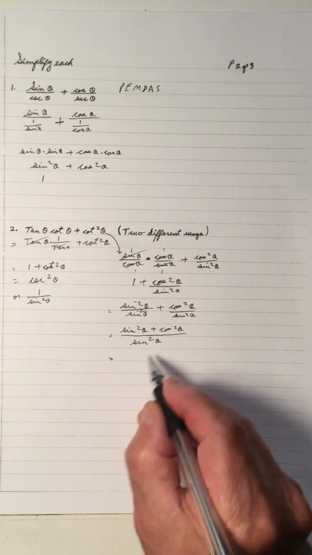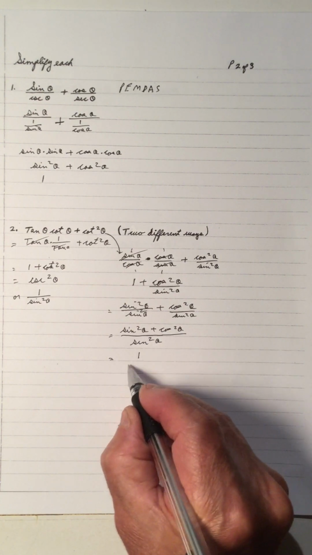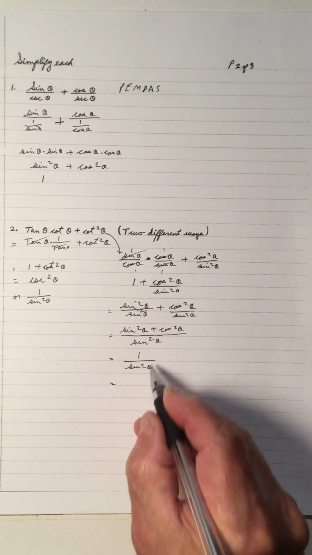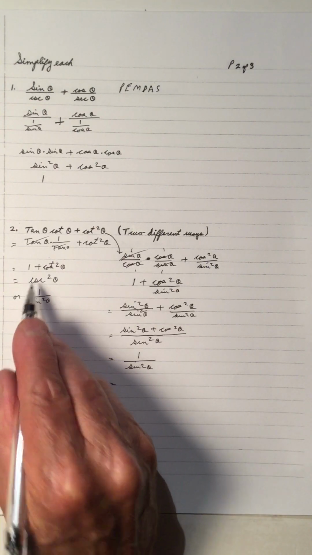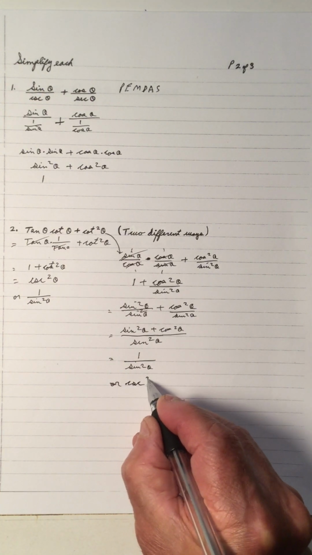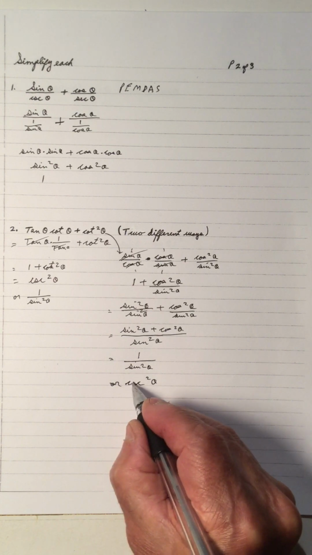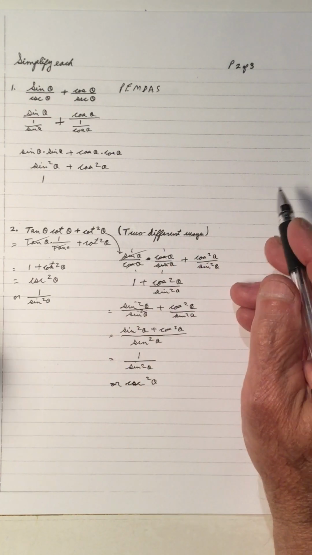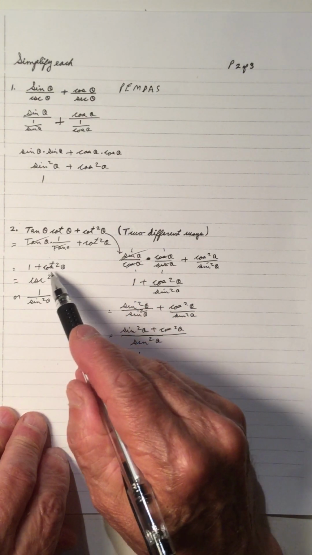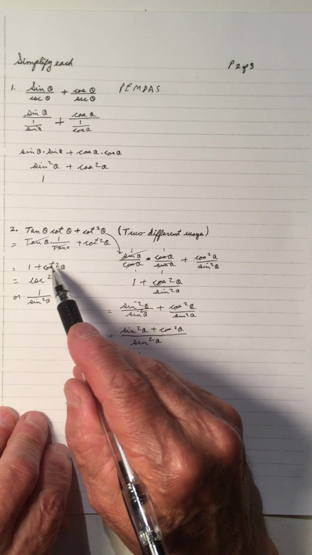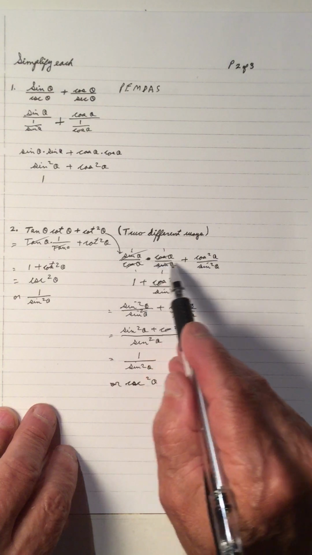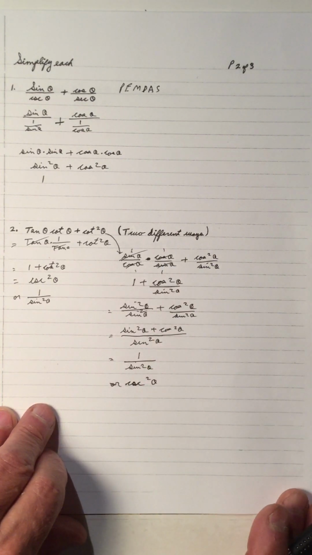Okay, and now we have sine squared plus cos squared is 1, over sine squared. And 1 over sine squared, same as here, you could say that, or you could say cosecant squared. Again, two different ways to handle it. You can do it by the identities that we proved earlier on, or you can change everything to sine and cos and work it out.